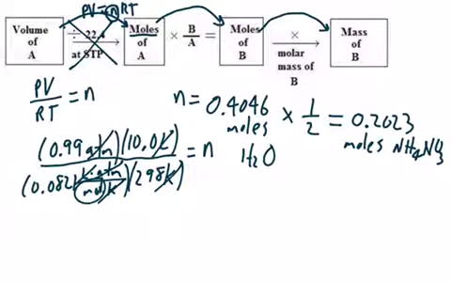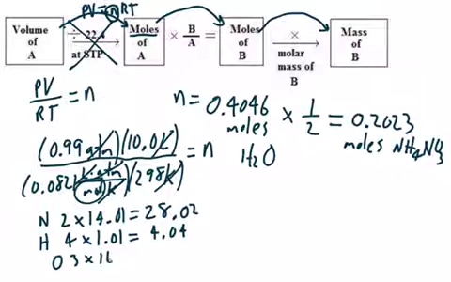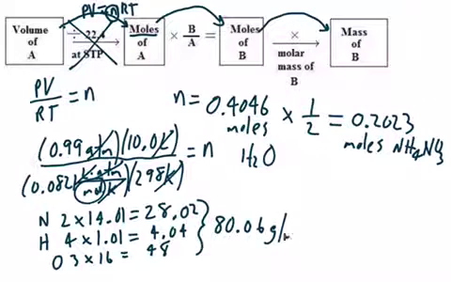So let's go ahead and do that. If you look at ammonium nitrate, there are 2 nitrogens. Each one is 14.01, so that gives us 28.02. Then the hydrogens, there are 4 of them, times 1.01, that's 4.04. And then your oxygen, there are 3 of them, times 16, that's going to give you 48. When you add these numbers up, the molar mass is 80.06 grams per mole.